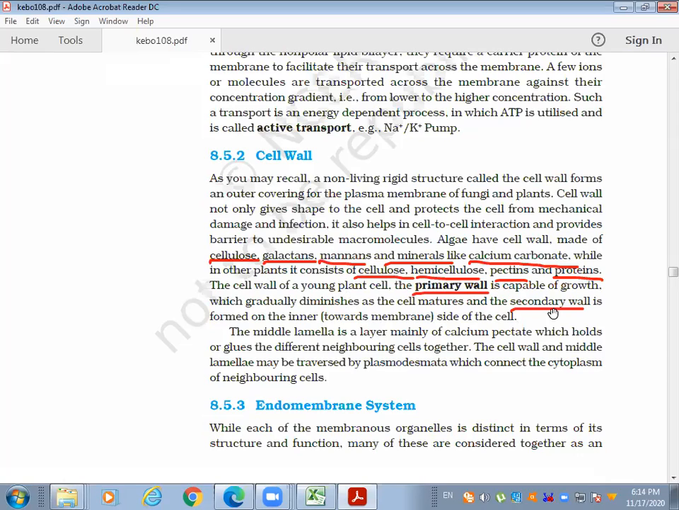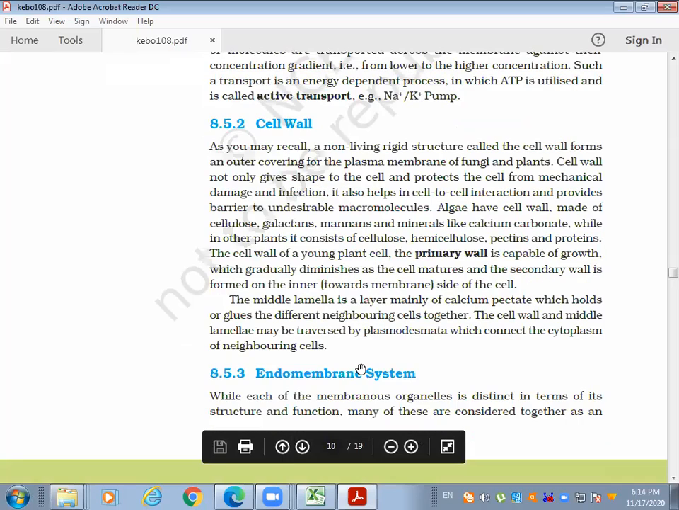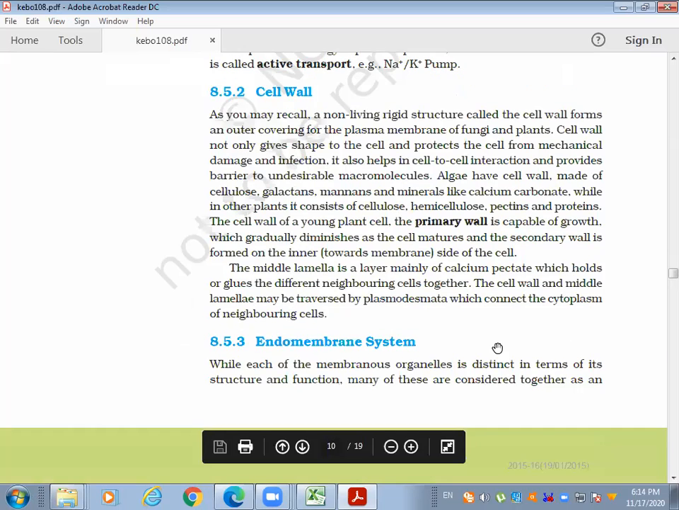The middle lamella is a layer mainly of calcium pectate, which glues the different neighboring cells together. The cell wall and middle lamellae may be traversed by plasmodesmata, which connect the cytoplasm of neighboring cells.